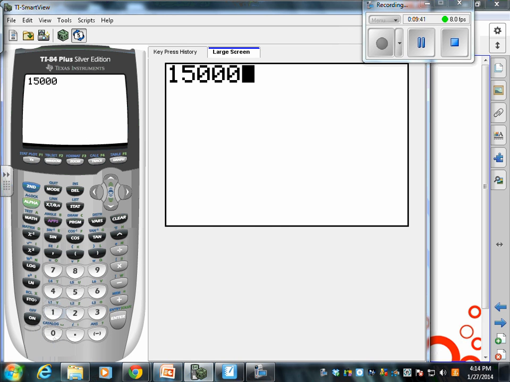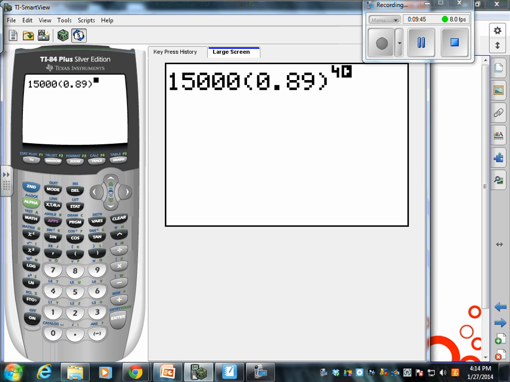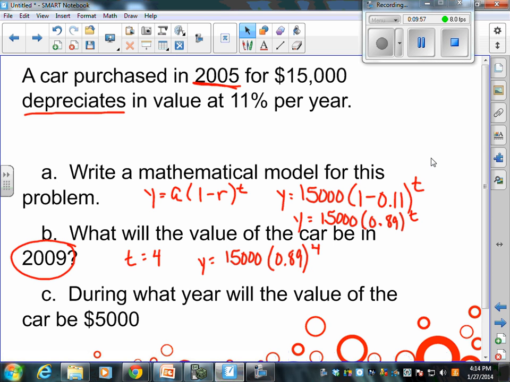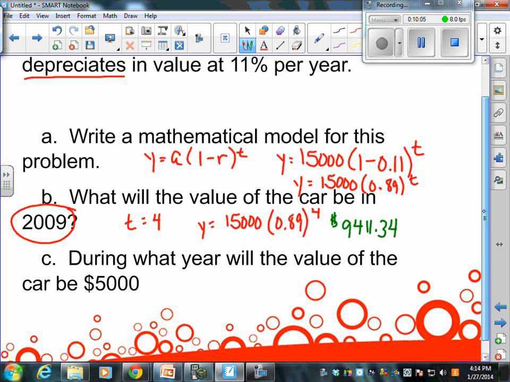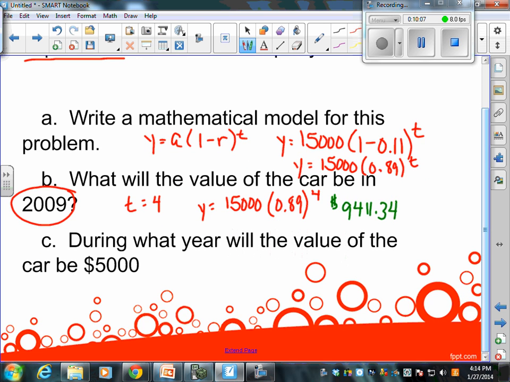$15,000 times 0.89 to the 4th. And we get that our car has a value now of $9,411, and we'll round that to 34 cents. So $9,411.34. Then the last question, during what year will the value of the car be 5,000?